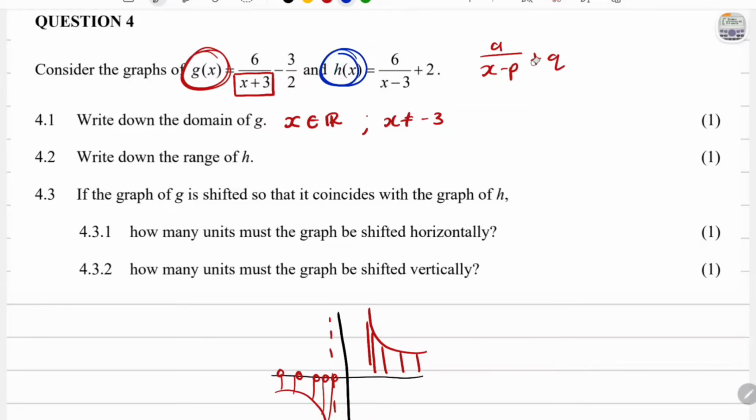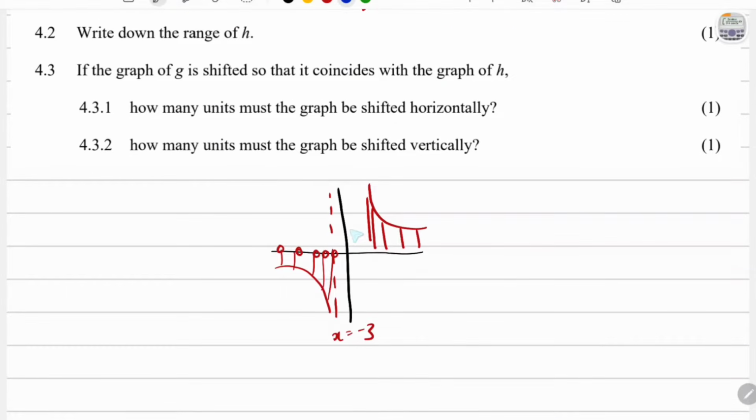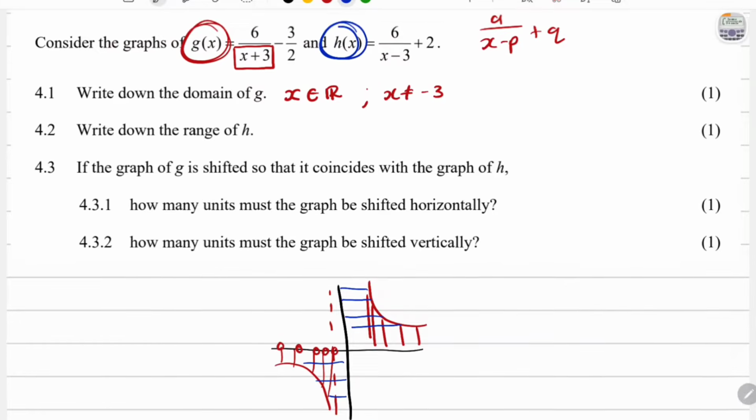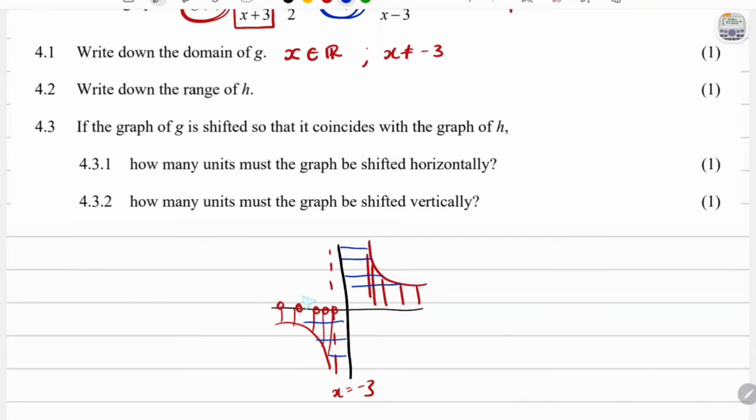Okay, 4.2 says, write down the range of h. So let's go ahead and put h in blue. It's the same situation. You see, we have this again. We're thinking about the range of a hyperbola. It will have every single y value as well. Every y value would be present. The only y value it will not have would be the q, which is really your horizontal asymptote. Okay, so it will not have that. That's the only one it will not have.